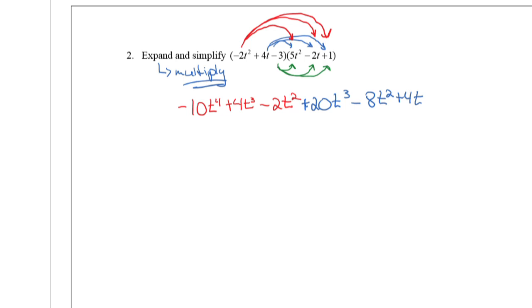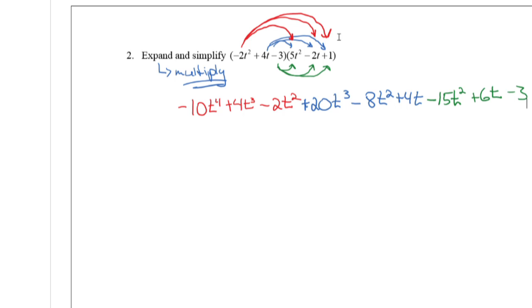And then I'm going to take this last term, the negative 3, the one in green, and multiply it by each thing in the second bracket. So negative 3 times positive 5t squared, negative 15t squared. I'm going to have positive 6t and negative 3. Okay. Almost ran out of room. Saved it. That's a good thing.